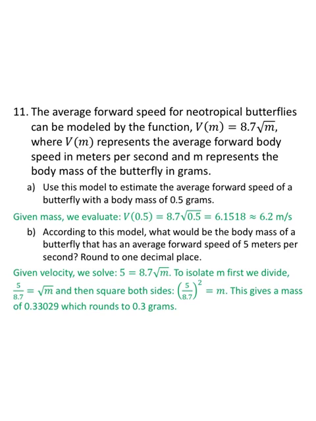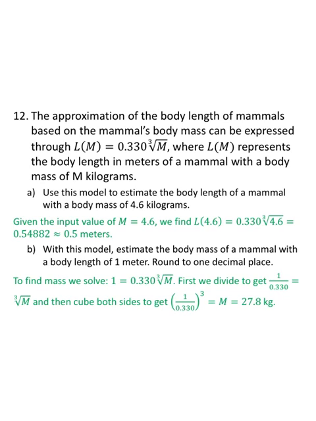One more problem. Here we go. The approximation of the body length of mammals based on the mammal's body mass can be expressed through the equation L of m equals 0.330 cube root of m, where L of m represents the body length in meters of a mammal with a mass of m kilograms. Yeah, that's a mouthful. There's a lot of m's in there. Use this model to estimate the body length of a mammal with a body mass of 4.6 kilograms.